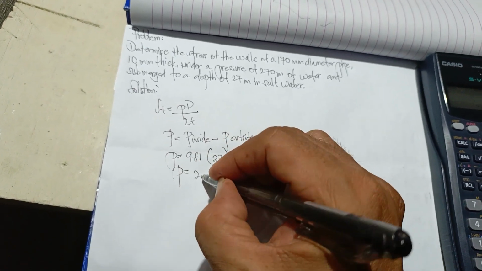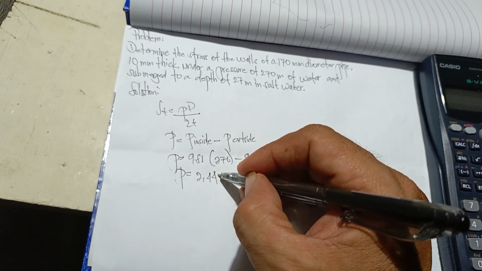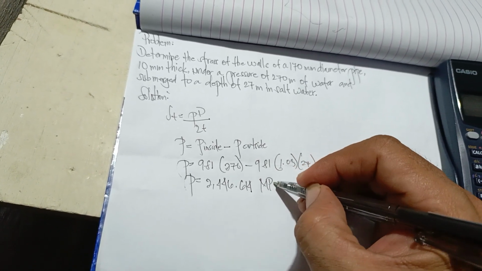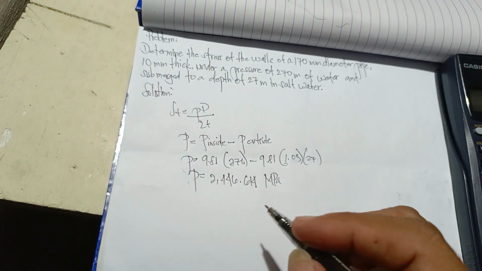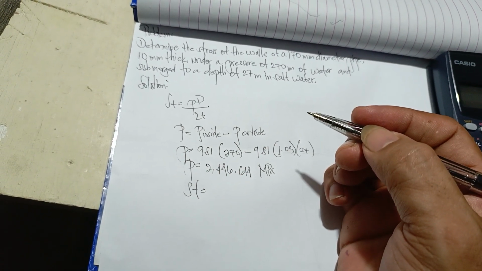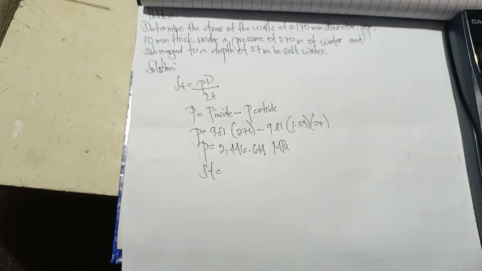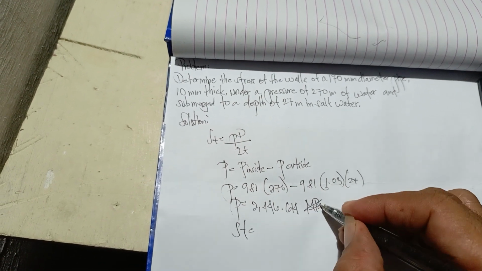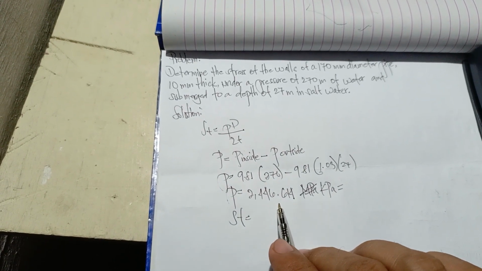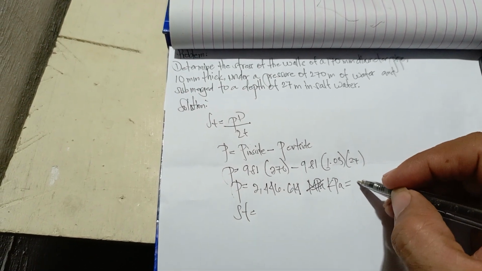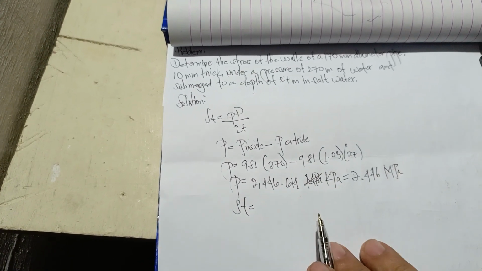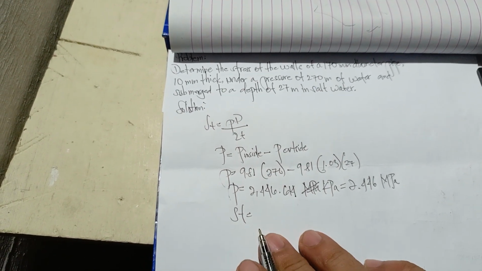P is equals 2,446.614 kilopascal. It's not megapascal, it's kilopascal. 2,446.614 kilopascal to megapascal is 2.46 megapascal. Divide lang guys, 1,000.